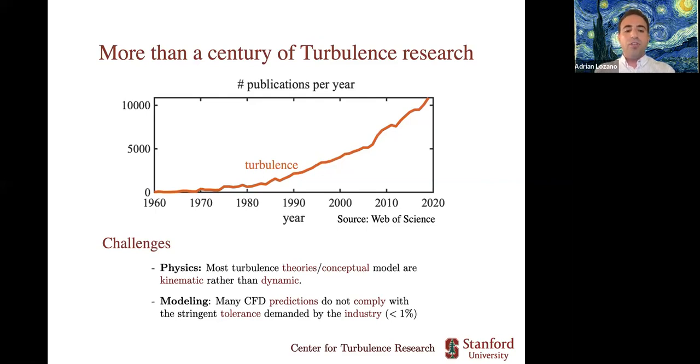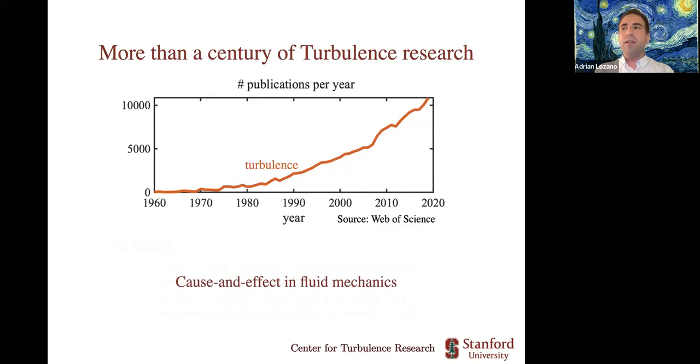And there are also challenges in modeling. Many CFD predictions that we have are still far from this stringent tolerance that is demanded by the industry. Usually they would like to have less than 1% error in these predictions. So, having this as a global view of what the challenges are, I'm going to talk here about cause and effect as a new way of looking at this, to try to tackle at least part of the challenges that we have ahead.